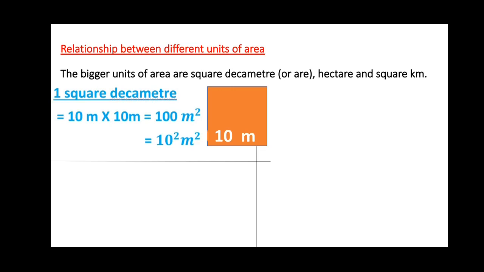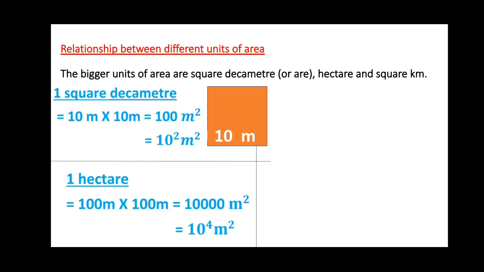Next one is 1 hectare to meter square. 1 hectare means a square is having each side 100 meter. Therefore, we can write 1 hectare is equal to 100 meter into 100 meter. That is equal to 10,000 meter square, same as 10 to the power of 4 meter square. So we got 1 hectare is equal to 10,000 meter square.